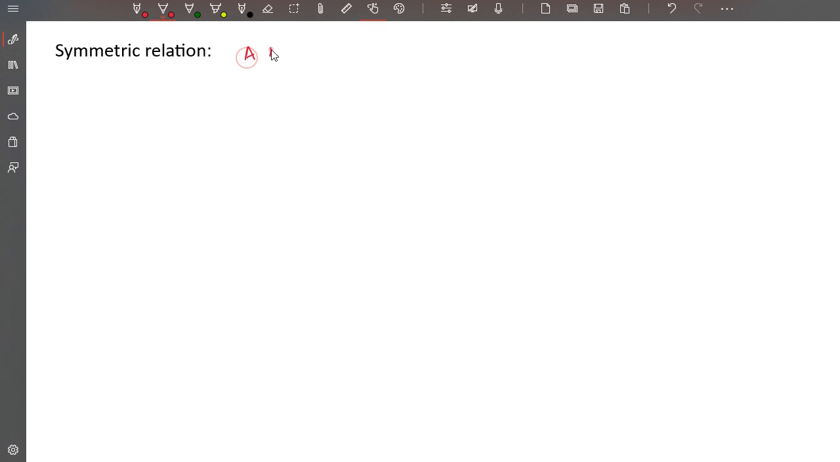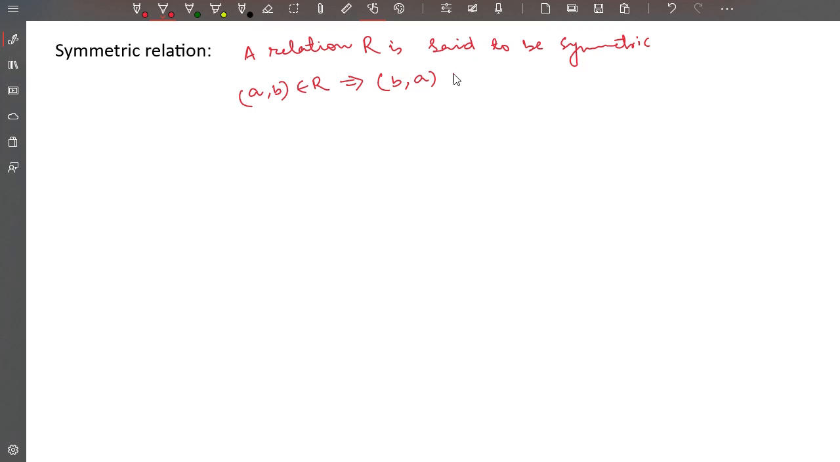A relation R is said to be symmetric if (a, b) belongs to R, then (b, a) must belong to R. This is the definition. Let us understand this concept by an example.